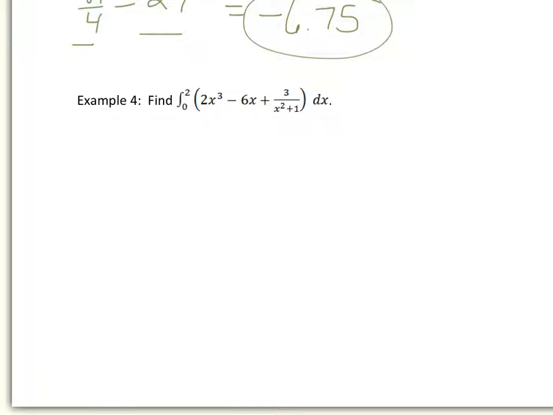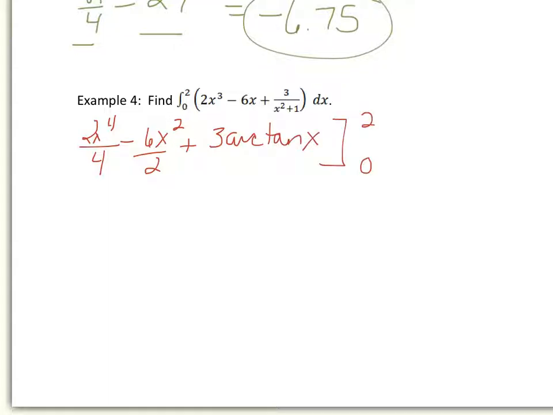All right, so we're going to do the antiderivative, and we would have 2x to the 4th over 4 minus 6x squared over 2 plus, and I notice that this is just 3 times the derivative of arc tangent. So I know that this is going to be 3 arc tangent x. And I'm going to evaluate that from 0 to 2. All right, so I'll reduce first. So I get x to the 4th over 2 minus 3x squared plus 3 arc tangent x from 0 to 2.